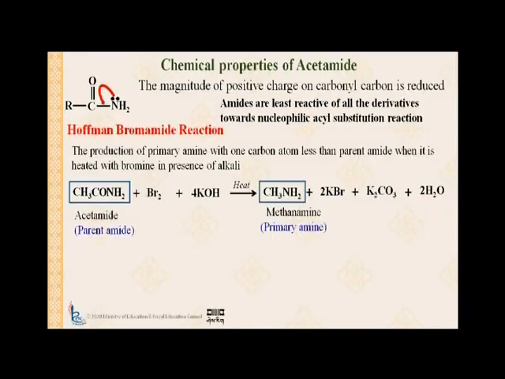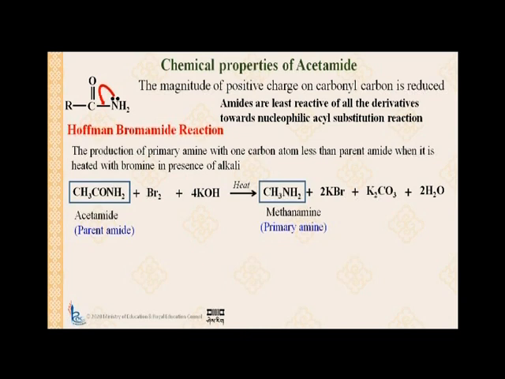And if you want to remove this carbon and reduce the number of carbons, we cannot use a tweezer and then remove the carbon. So for this we need to let it undergo a reaction, and this reaction in which the number of carbons is being reduced is known as Hofmann's bromamide reaction. So we have a very specific definition which says: the production of an amine, or a primary amine, with 1 carbon atom less than the parent amide when it is heated with bromine in the presence of an alkali such as potassium hydroxide is known as Hofmann's bromamide reaction.